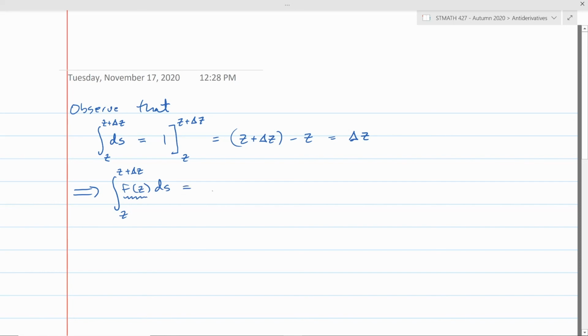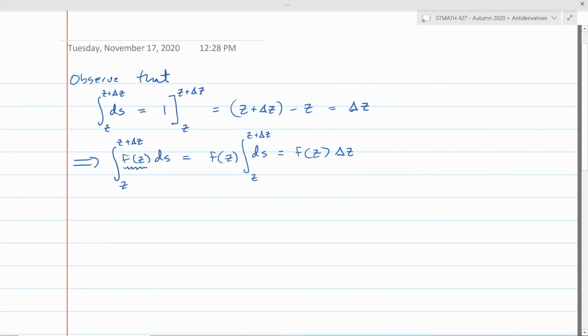So I can pull it out. And then this integral, we just pointed out, is really delta z, right? So this is f of z times delta z. So where I'm going with this is that if I do 1 over delta z, the integral z to z plus delta z of f of z ds, well, that'll just equal f of z.